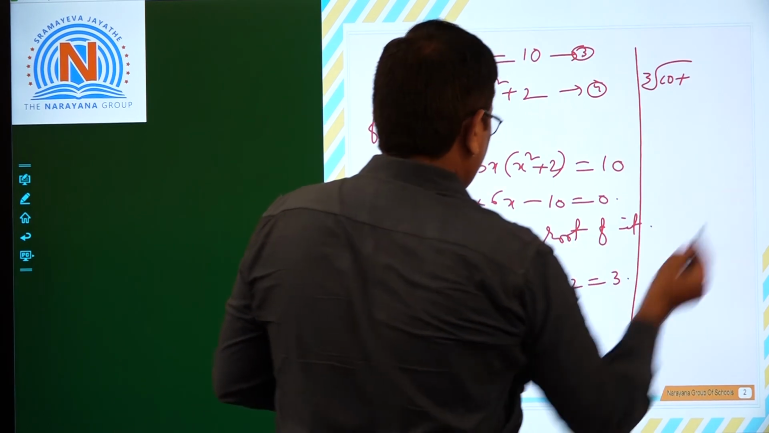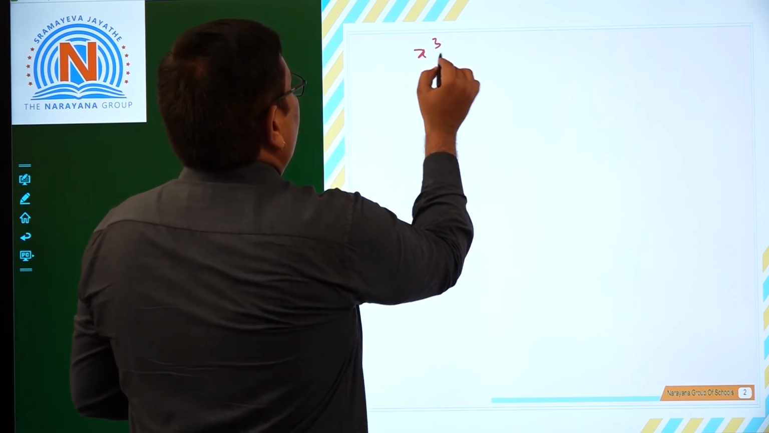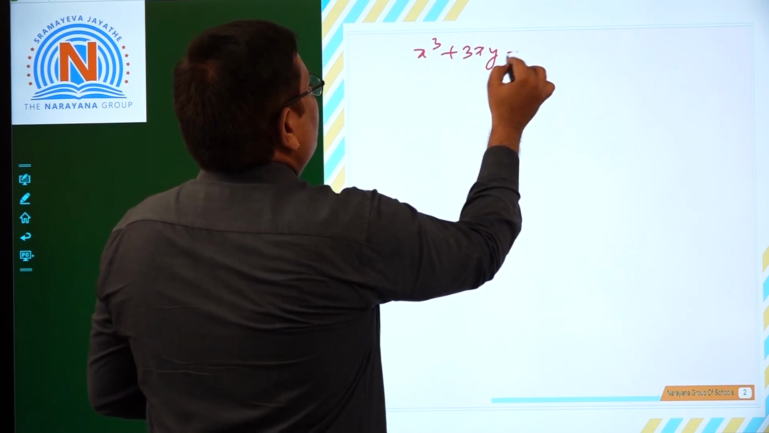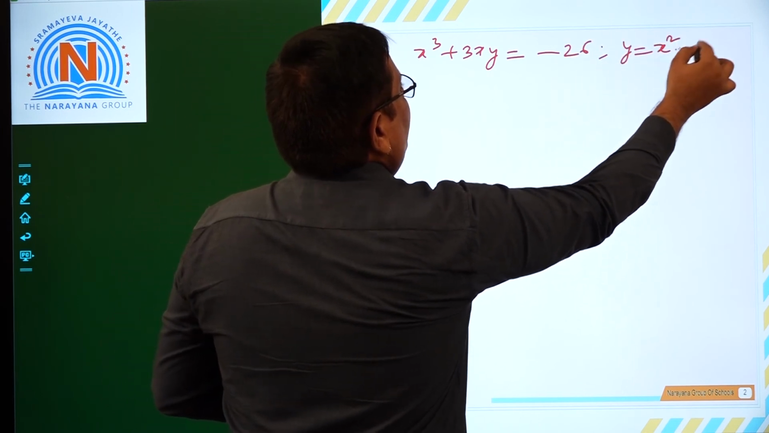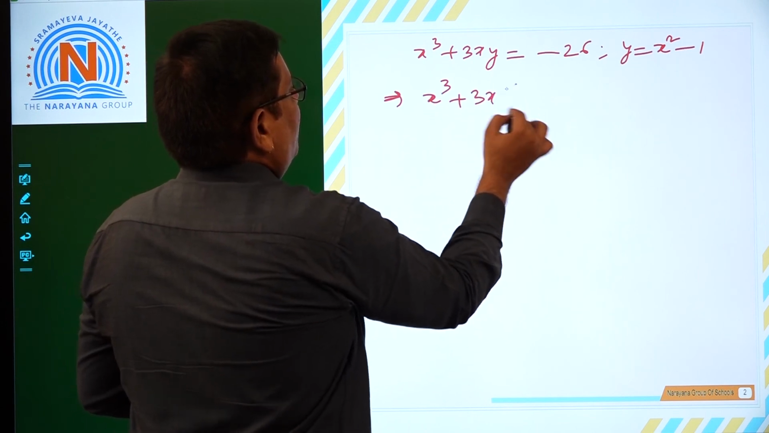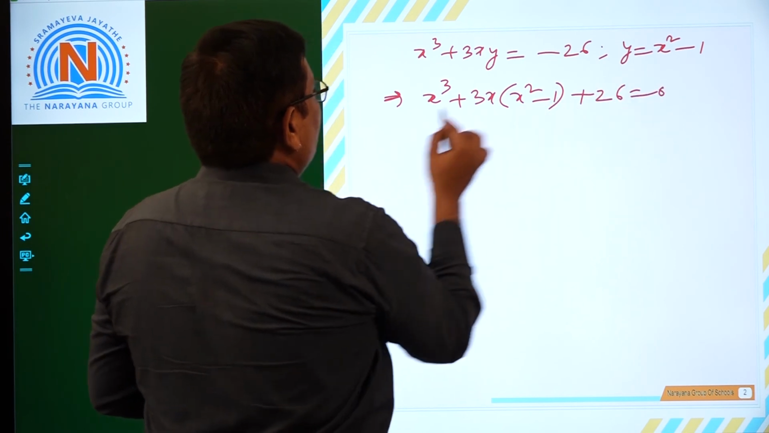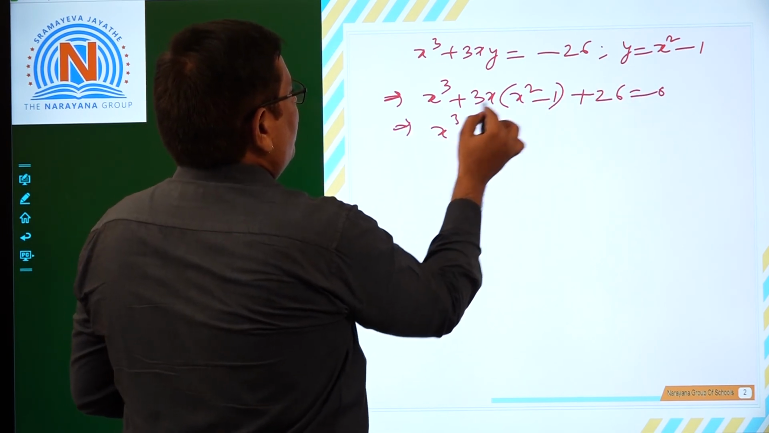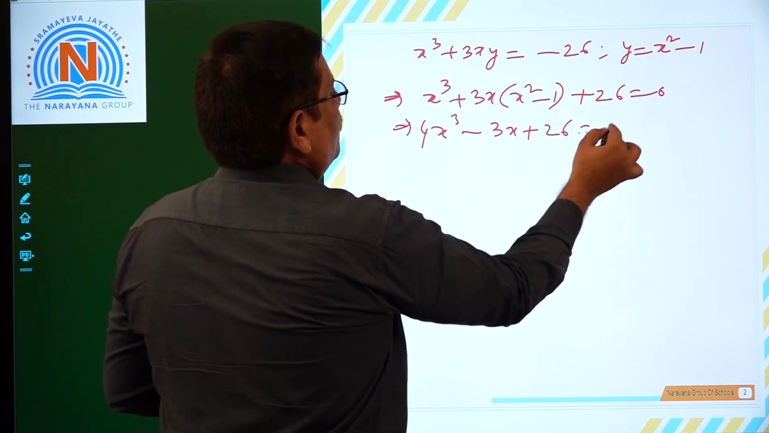This y we have to substitute in this particular third equation. Let us see that. We have x cube plus 3xy is equal to minus 26 and we have y is equal to x square minus 1. That implies x cube plus 3x times x square minus 1 plus 26 is 0. That is otherwise x cube plus 3x cube, that is 4x cube minus 3x plus 26 is 0.